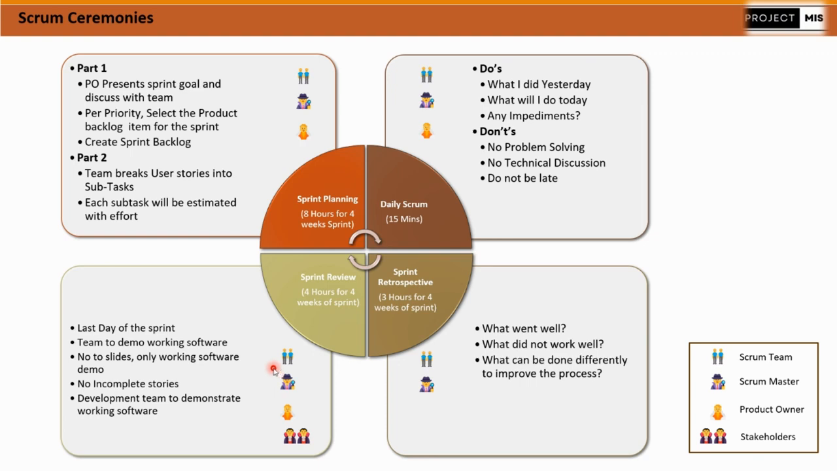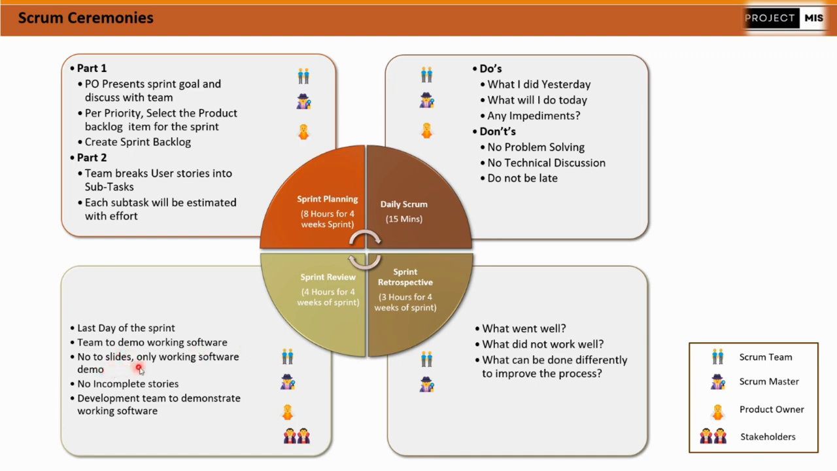So this is about sprint review. In brief, let's review sprint review. Time box duration is 4 hours for 4 weeks of sprint, and who should be attending this call: Scrum team members, Scrum Master, product owner, and stakeholders. It can be the customer and other senior stakeholders who are involved with any scope of interest for this product development. When does it happen? Last day of the sprint, and the team has to demo working software.